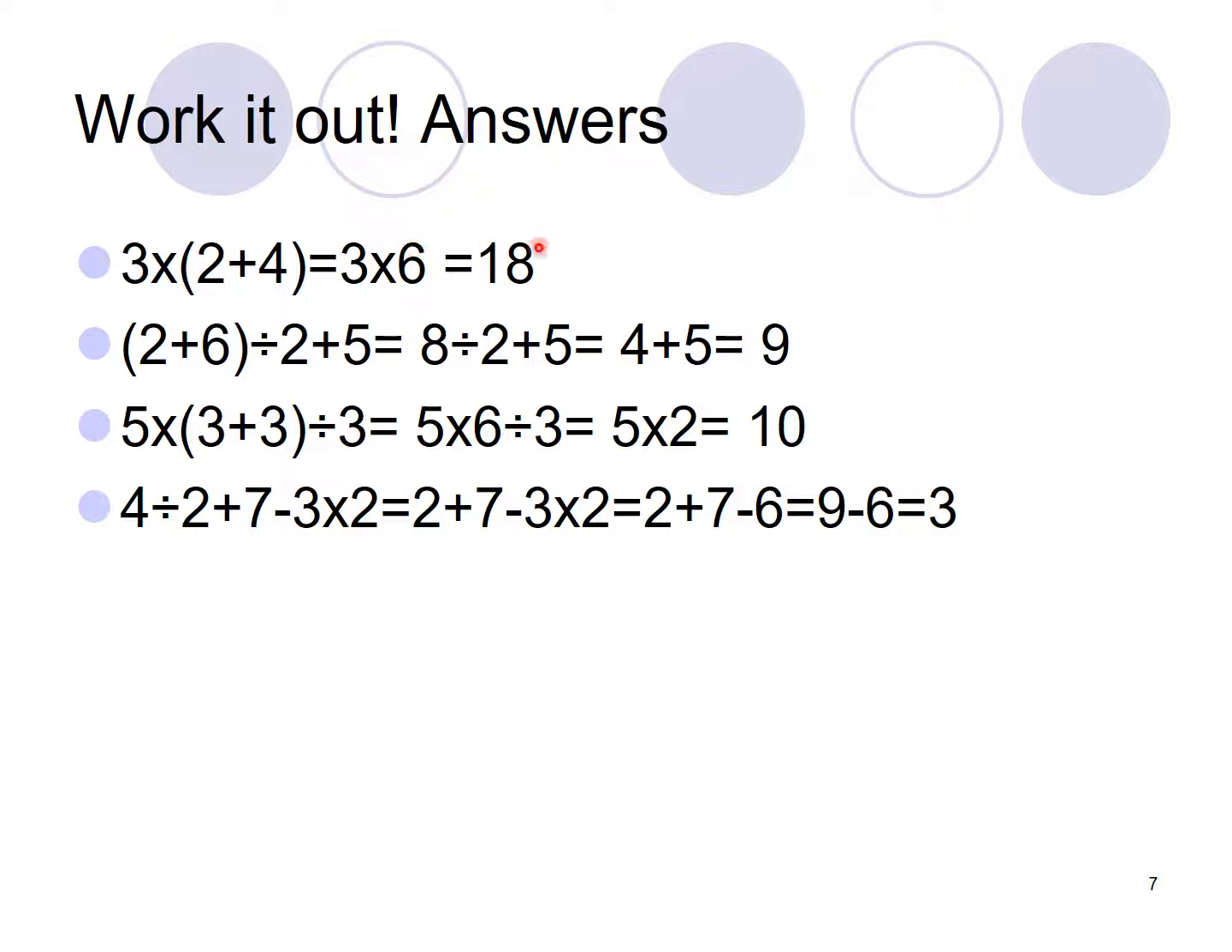3 6s are 18. Okay, and looking at the next one along then, 2 plus 6 needs to be done first, and that gives us 8. Okay, that's the brackets. We have no exponentiation. We do the division next. So 8 divided by 2 gives us 4. And then, we have no multiplication. We do have addition, so we do the addition next. So 4 plus 5 equals 9. And likewise for the other exercises that are there.